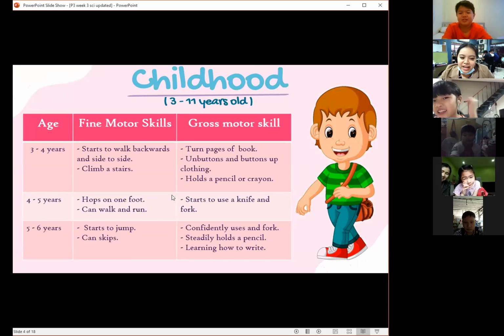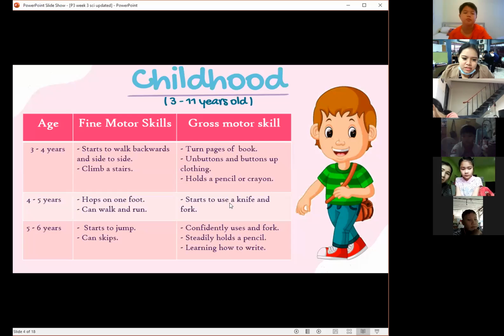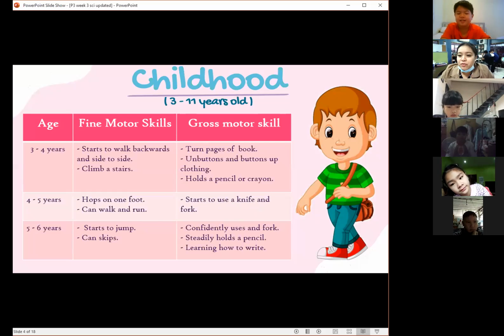Okay, next one. During 4 to 5 years, they can hop on one foot, they can walk and run. Do you agree with this one? 4 to 5 years old. Yes, you can. And they start to use a spoon and fork. It's not knife, huh? It's a spoon. This is a typographical error. It's spoon and fork. Do you agree with this one? During 4 to 5 years old, they can hold the spoon and fork. Yes or no? It's not knife, it's spoon. I typed it wrong. Okay, they can hold spoon and fork during 4 to 5 years old.